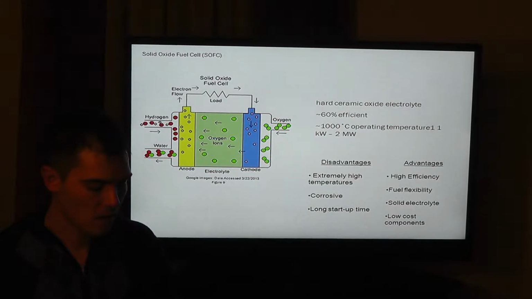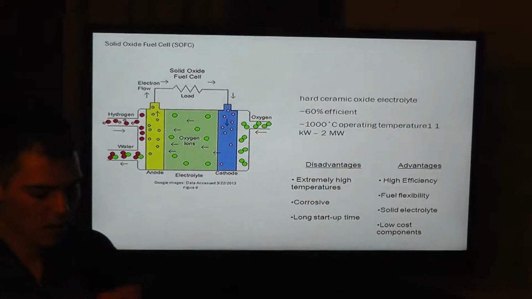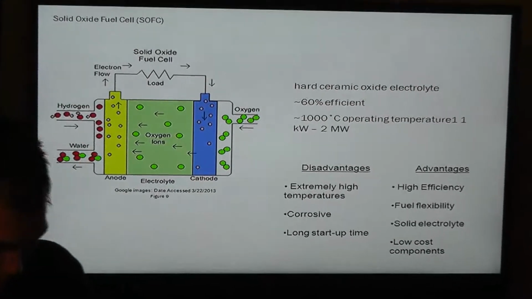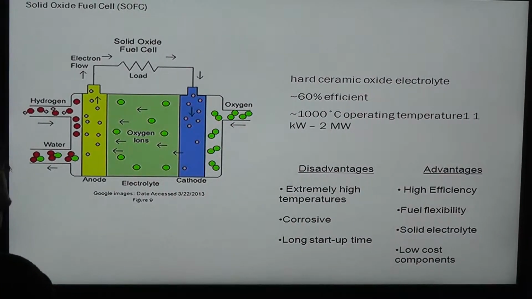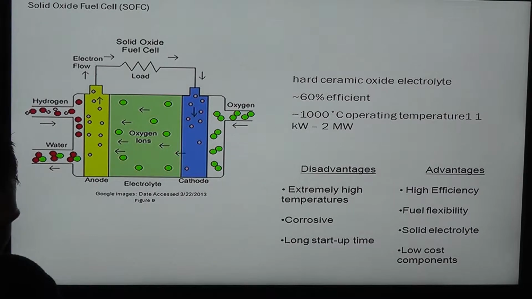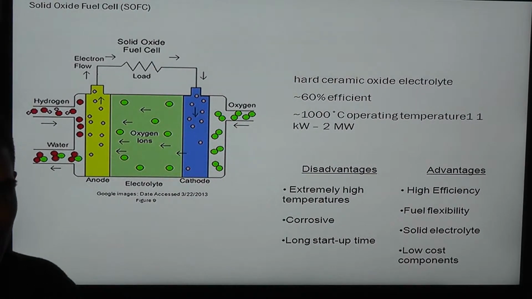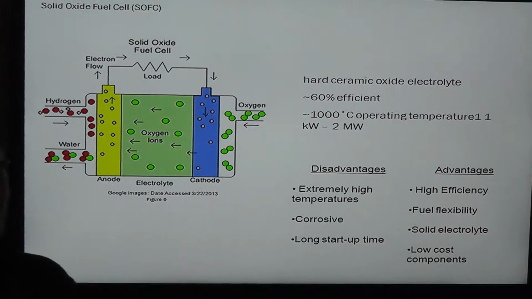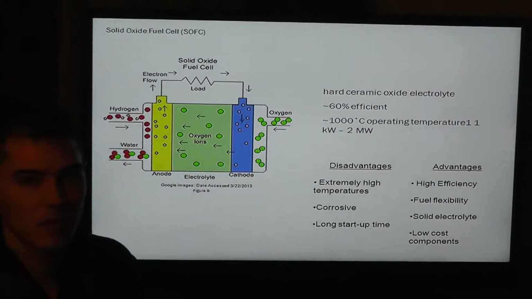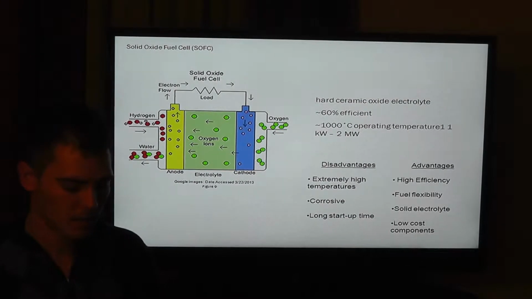The solid oxide fuel cell has a hard ceramic oxide electrolyte, and this particular unit is 60% efficient, so it has a very high efficiency rating. Again, the disadvantages are pretty much the same, and the advantage is fuel flexibility. That's the plus, because it's operating at such a high temperature that it's just going to combust whatever's in the fuel. It doesn't matter, it's going to combust.